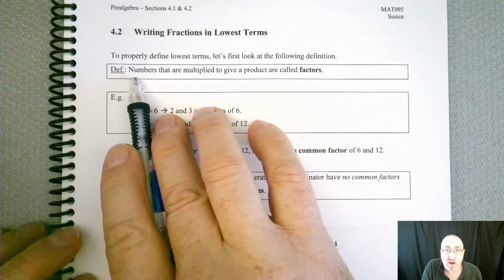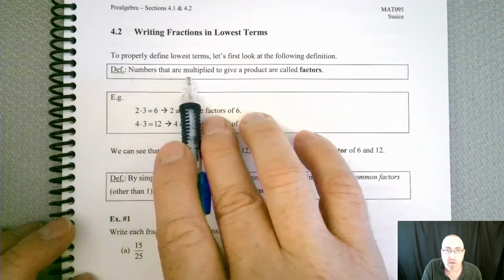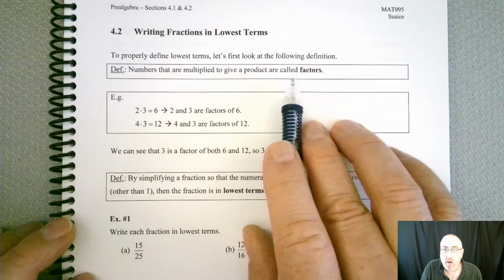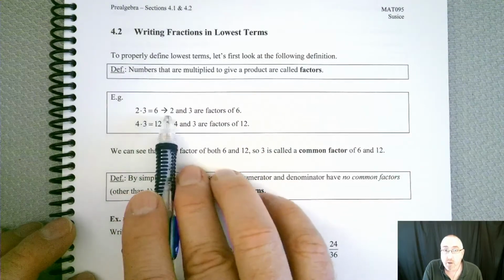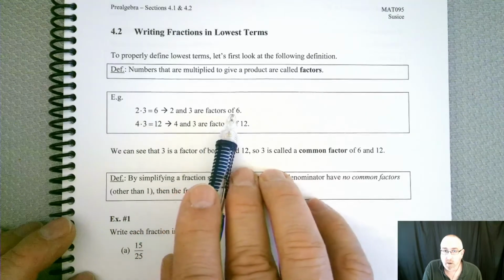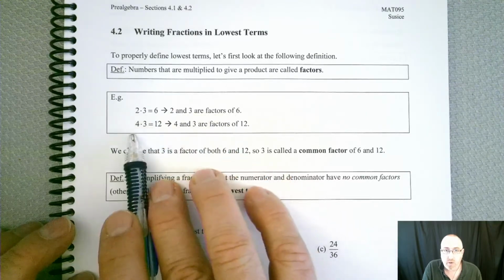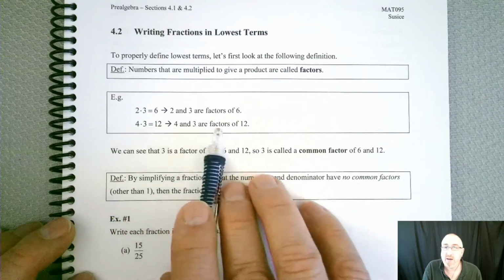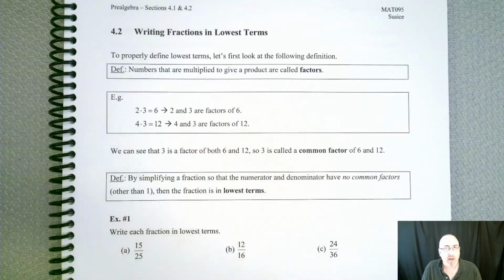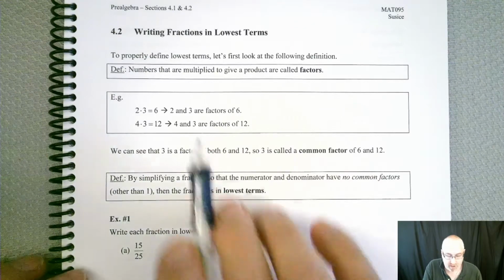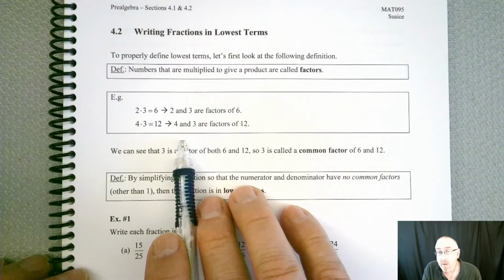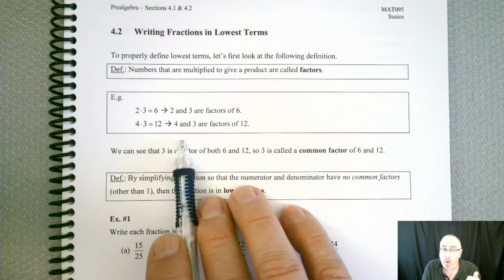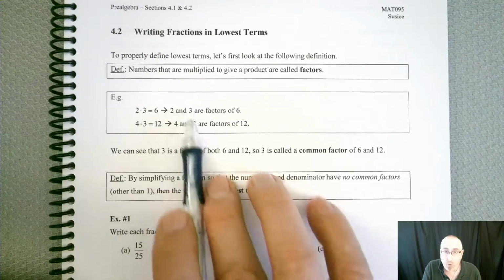The first thing we're going to do is define some terminology. Numbers that are multiplied to give a product are called factors. For example, if we were multiplying 2 times 3 to get 6, 2 and 3 are considered factors of 6. Whereas 4 times 3 is equal to 12, so 4 and 3 are going to be factors of 12. And there are different combinations we could use depending on the size of the numbers. Not only are 4 and 3 factors of 12, but so are 2 and 6. So are 1 and 12. There's all kinds of factors, but I stopped at 4 and 3 because of that overlap here.